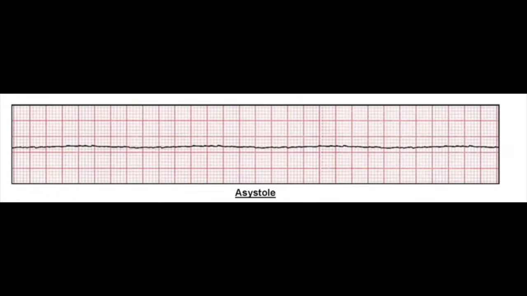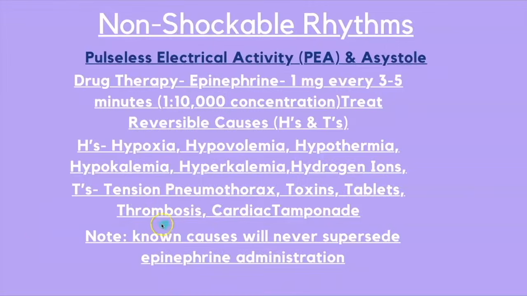If you're listening to this, I will read it to you for those that are maybe cooking, cleaning, and just listening to this. So reversible causes are hypoxia, hypovolemia, hypothermia, hypokalemia, hyperkalemia, hydrogen ions. And the T's are tension pneumothorax, toxins, tablets, thrombosis, cardiac tamponade. And a note is that known causes will never supersede epinephrine administration. I can tell you from all the years I've been taking this test that I've never been tested on the H's and T's. I've always been tested that we need to know epinephrine.